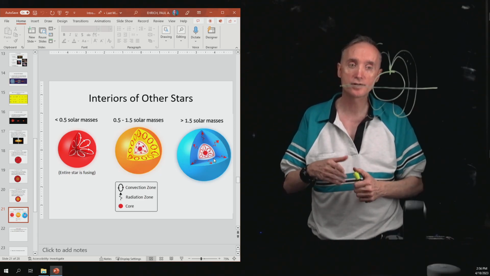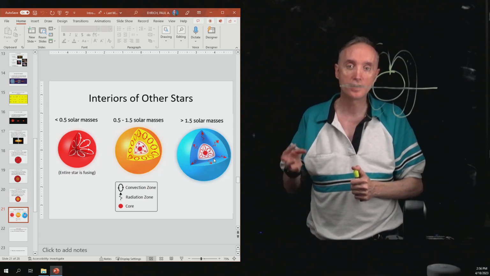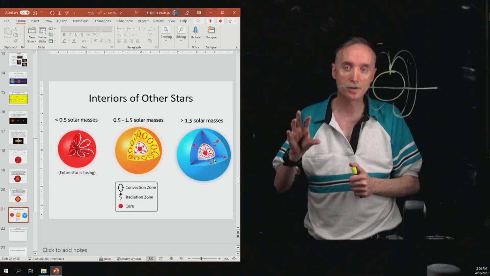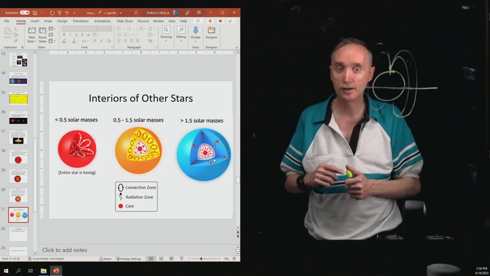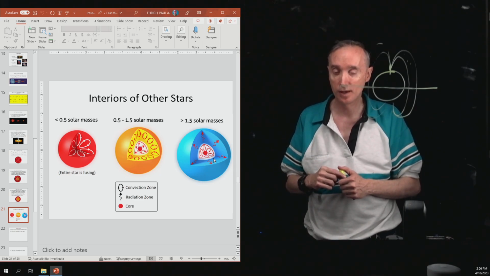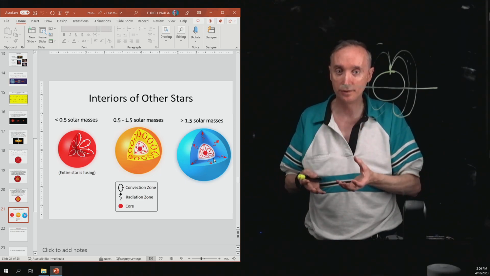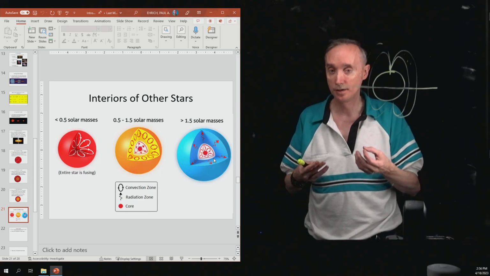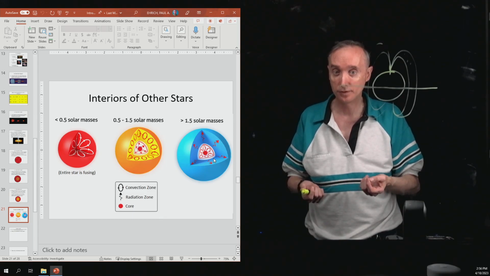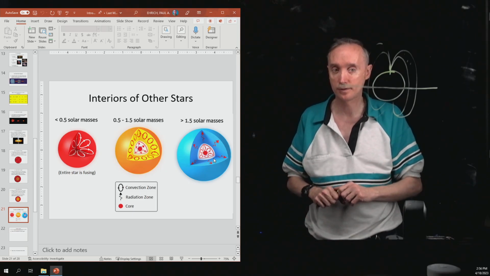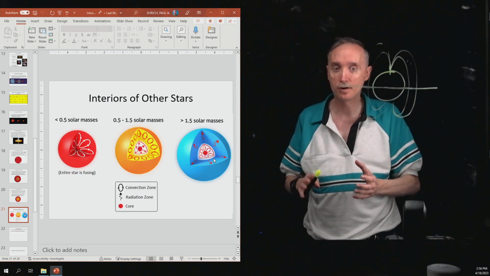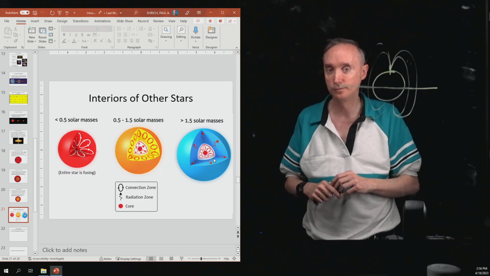But then you'll notice that off to the left, you've got the little guys. So these are going to be stars that have a mass of less than 0.5 times the mass of the sun. And what do you notice? Well, you notice that they're still red, and that's the core. So that's the place that is converting the hydrogen into helium. But notice that the entire star is convecting.